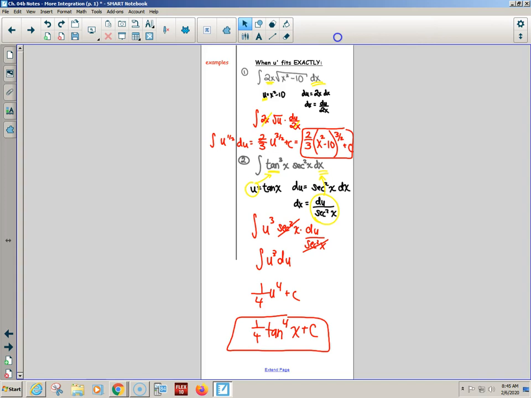How would you take the derivative of 1/4 u to the 4th? You would bring down the 4, that's gone. It'd be u cubed, tangent cubed, times u prime, which is secant squared. Wait, yeah. So since u is tan and the derivative of tan is secant squared, that's why it's okay.